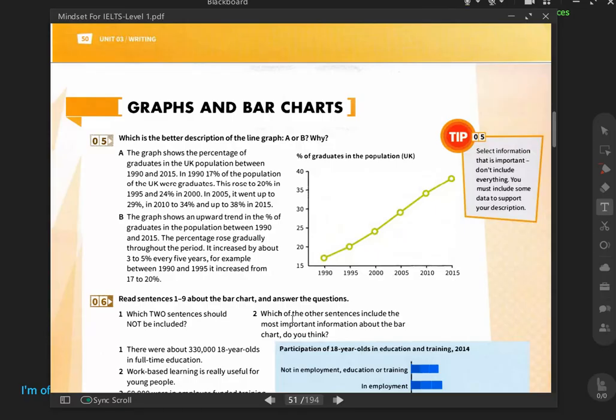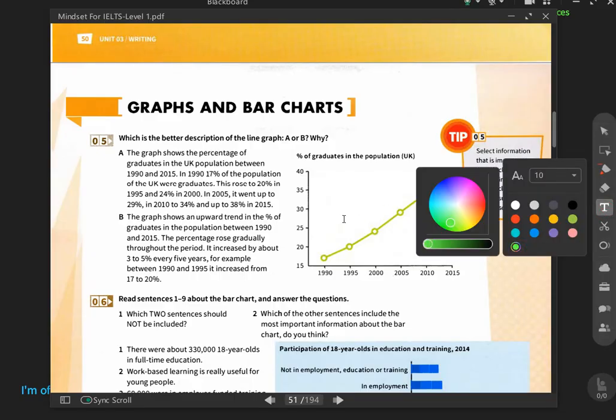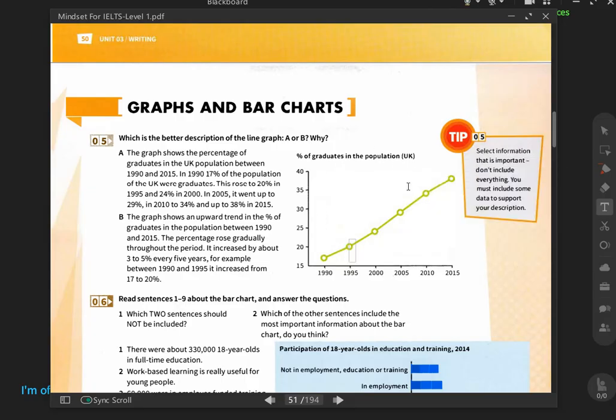Okay. First, let's have a look at it. Let me ask you about the trend. So, looking at the line graph, tell me if the trend is rising or falling. Rising. So, it's a rising trend. Okay, perfect. Very good.